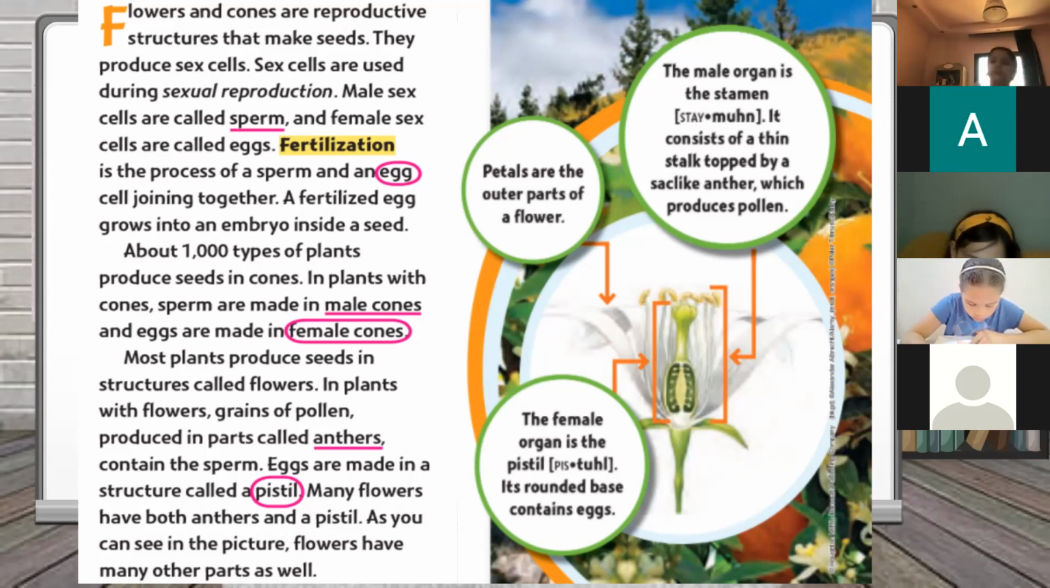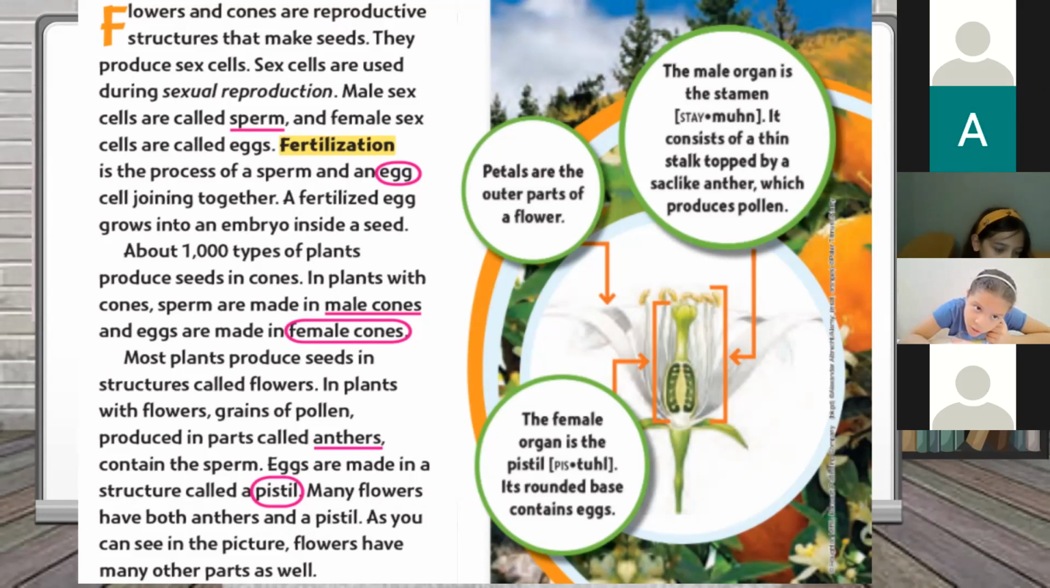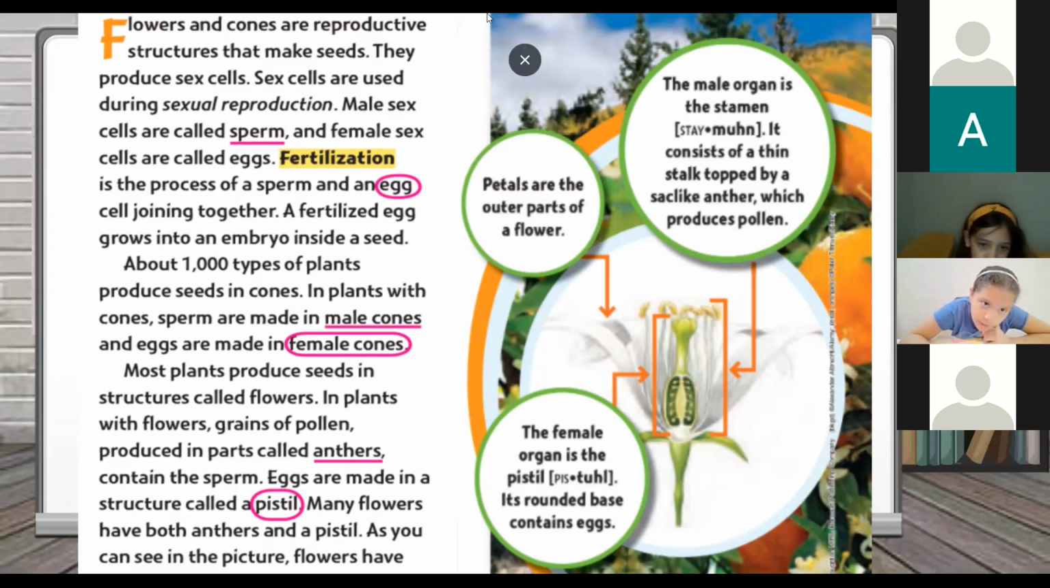So, when I ask you, what is fertilization? What do you tell me? It is the process of a sperm and an egg cell joining together.